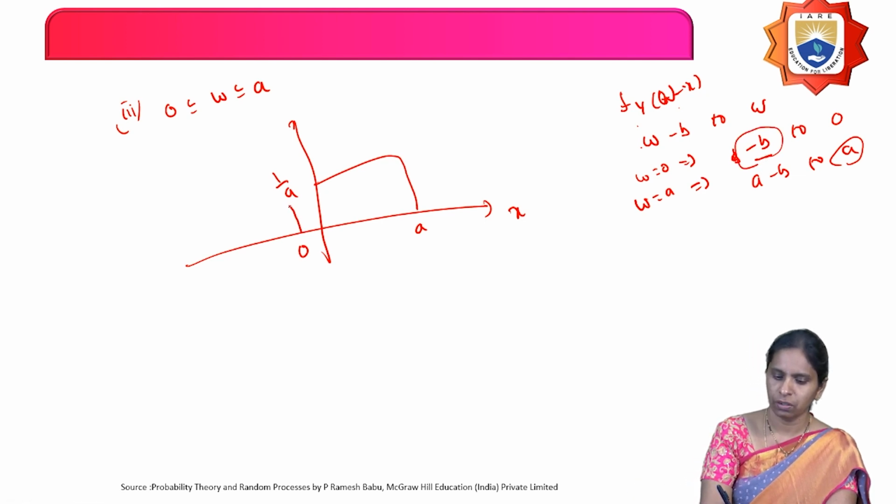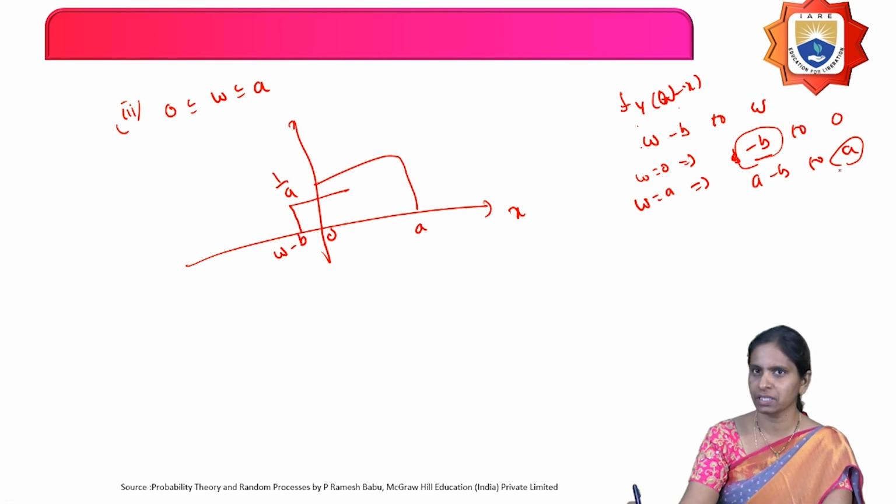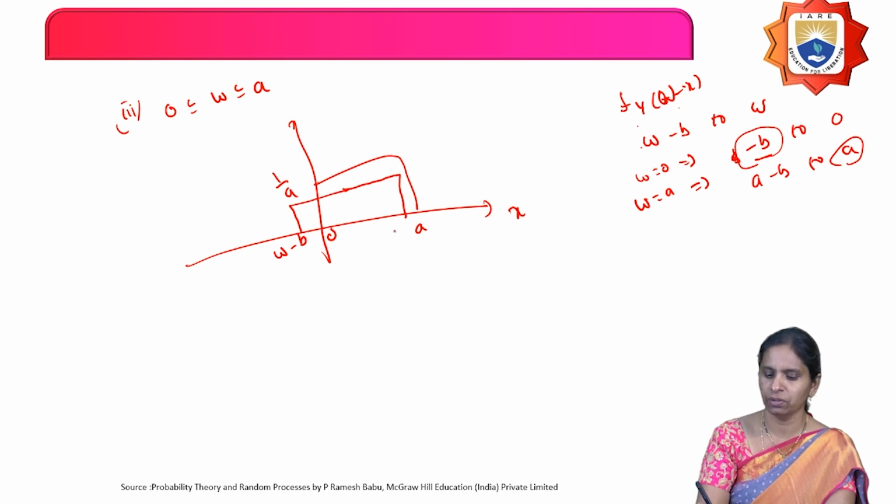Therefore, you have to consider fy of w minus x. The lower limit is on the negative side. And what is the upper limit here? This is a, up to a it is taking. Therefore, it may be any value here. Therefore, what is the upper limit here? w. So here w. Therefore, what is the common range here? And this value equals 1 by b. And what is the common area when w exists from 0 to w.